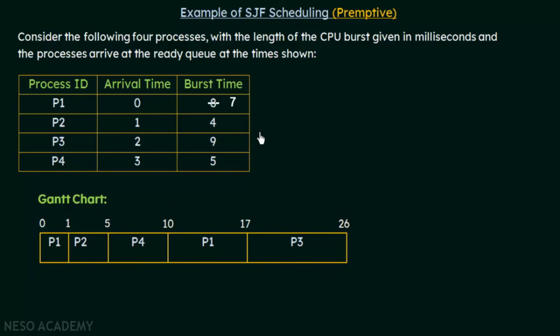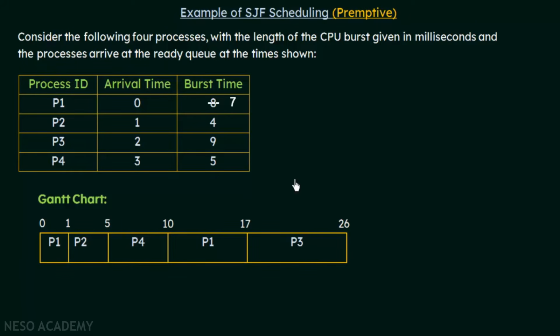So we see that preemption occurred here. P1 was the first one to get the CPU, but since a condition arose where the burst time of the next process P2 was less than that of P1, P1 was preempted and the CPU was given to P2. And then later on when P1 got its chance, it was given the CPU again. So that is what we mean by preemptive scheduling. And this is how the Gantt chart will look for SJF scheduling when it is preemptive.